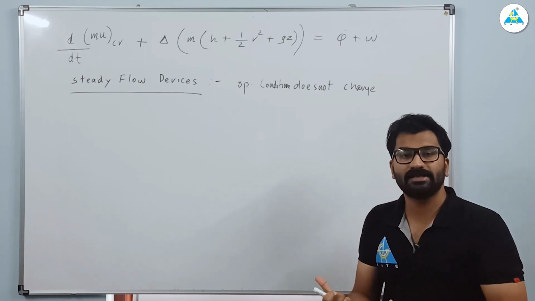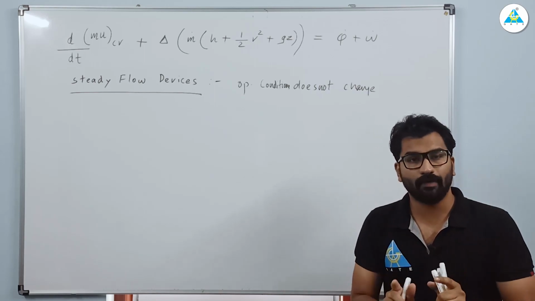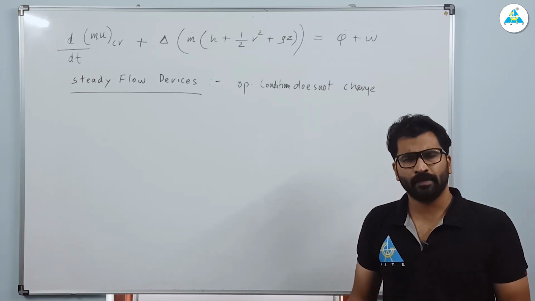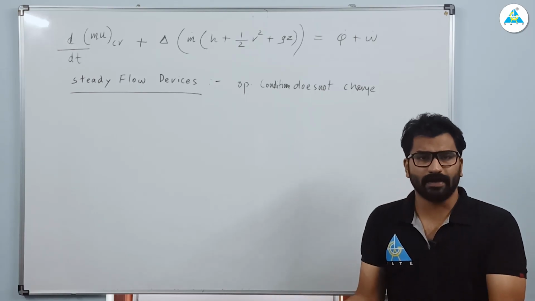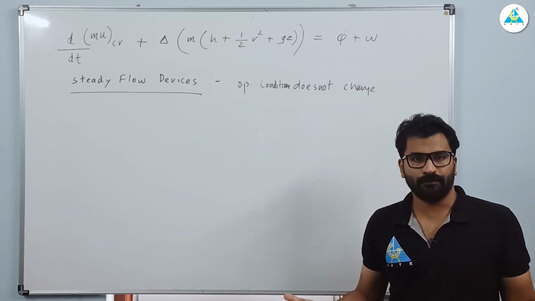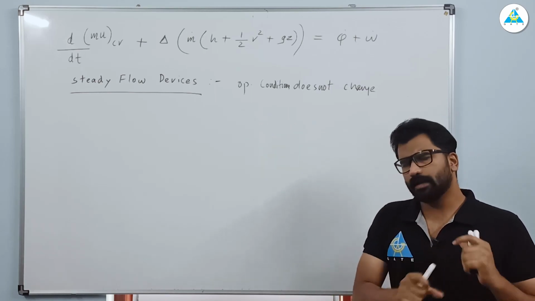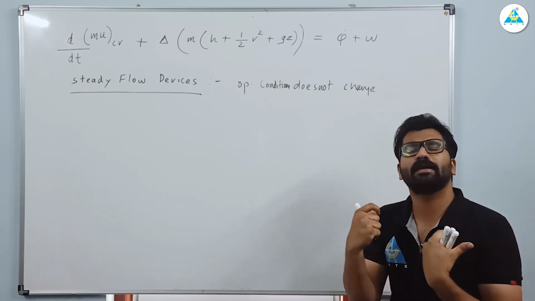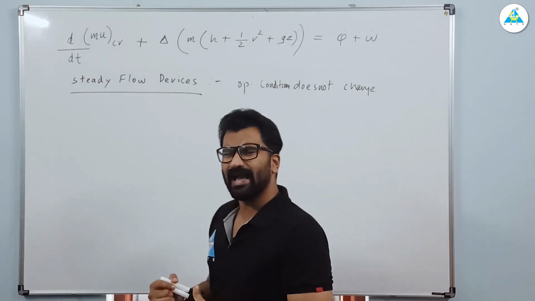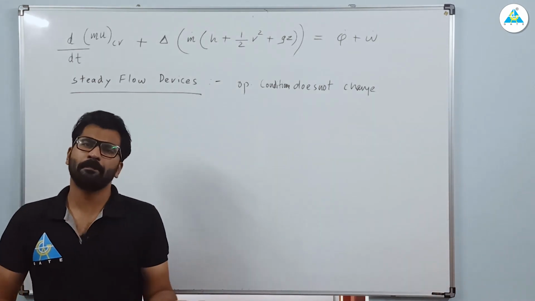Clear? So whatever conditions we are operating a particular device at, if that is not changing for a long period of time, maybe 20 hours, maybe 1 day, maybe 5 hours also you can take it, in that 5 hours we can say it is a steady flow device, right? I hope you understood, if the operating conditions are not changing for a long time, you can call it a steady flow device. Okay? So we have a lot of steady flow devices in your example, right?